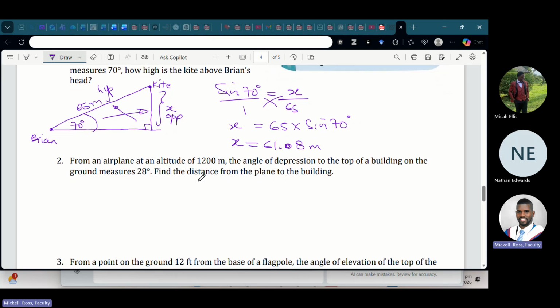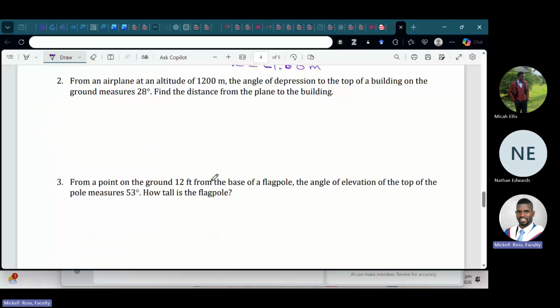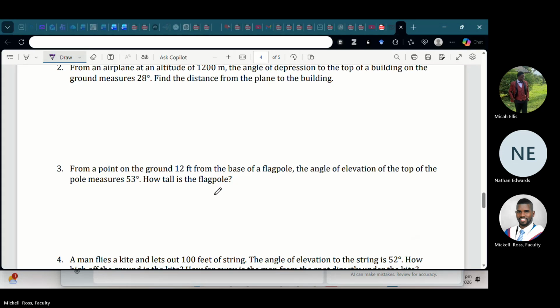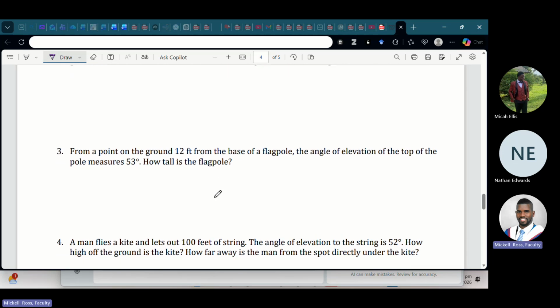It's basically the one we did earlier, same as with number 1, from the top of a... this is the same question from a point on the ground.